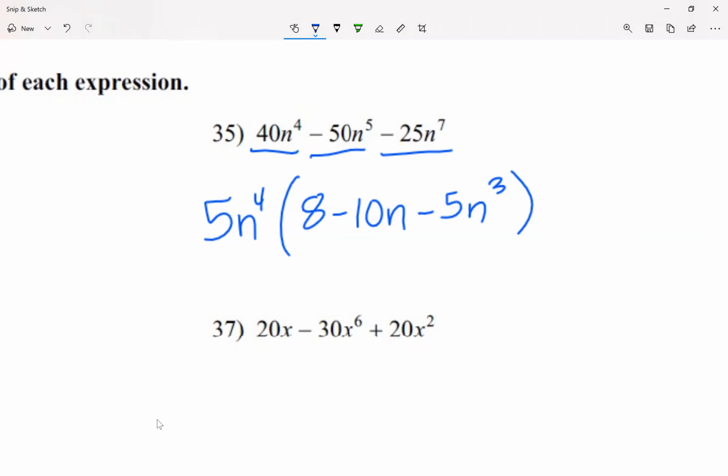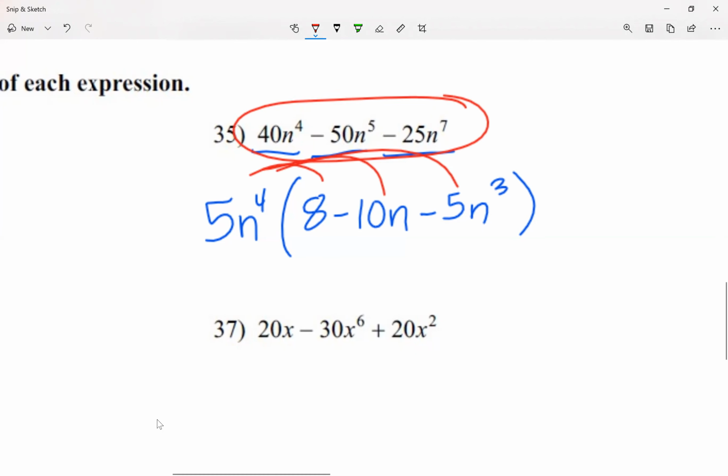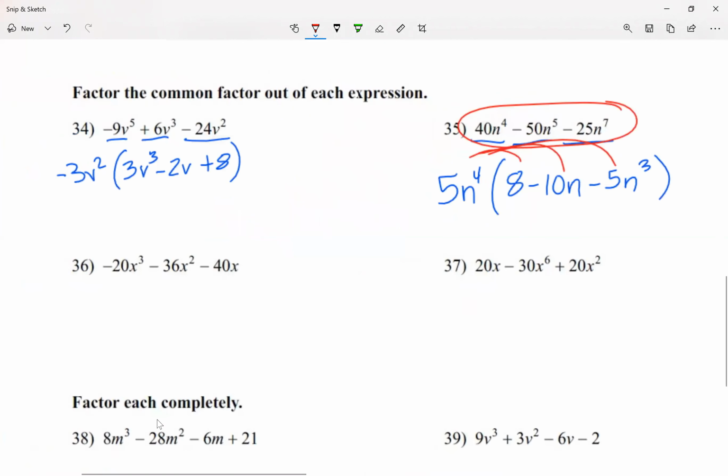Notice how I did the distributive property backwards. Now, if you don't believe me, do the distributive property, right? Multiply the number on the outside to the terms on the inside, and you should finish with this. I'm not going to do it, but basically that's what this thing is. When it says factor the common factor out of each expression, I'm basically asking for the distributive property backwards.